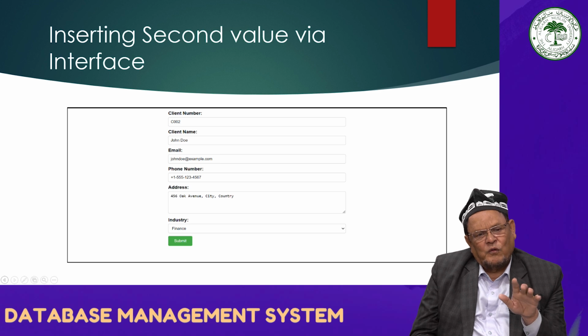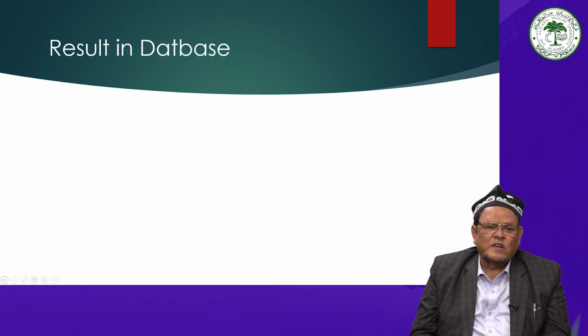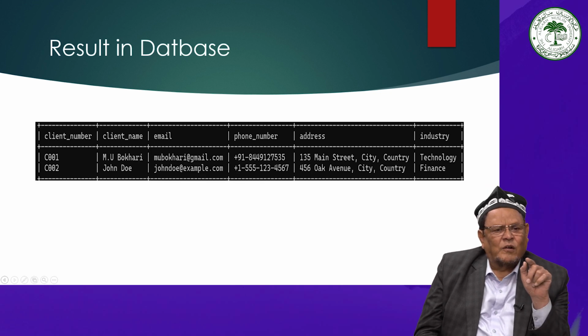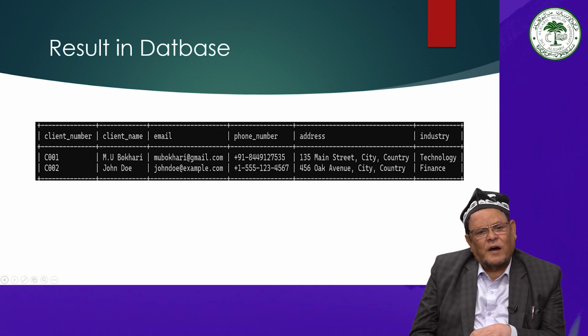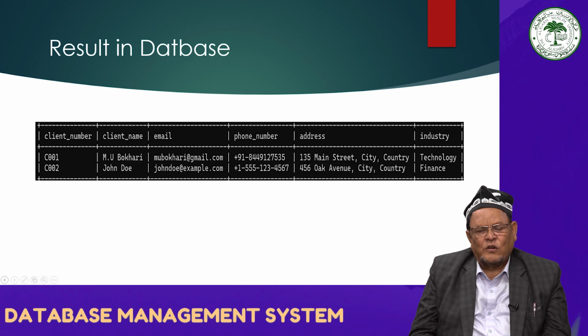and the form. When you enter and press the submit button, it will display like that. You can see the result on the screen like that. Here you have added the one record before, C001 MU Bukhari, gmail.com, and then 135 Main Street, City, Aligarh, Technology, and you have entered the second.